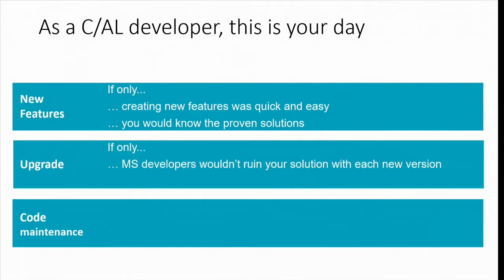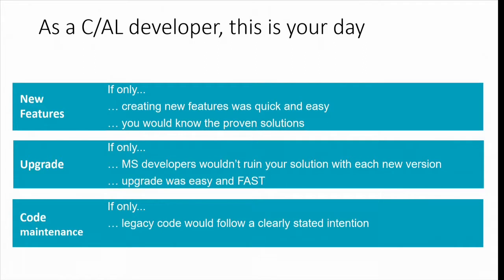What if, working on upgrade, Microsoft developers wouldn't ruin your solution each time we ship a new cumulative update every month? So your upgrade was actually easy and fast. What if, in code maintenance, you could look at the legacy code and understand its intention from the first moment, without having to do reverse engineering and detective work to figure out what's there, which would make maintenance quite fast and painless. So this is all a nice dream slide.